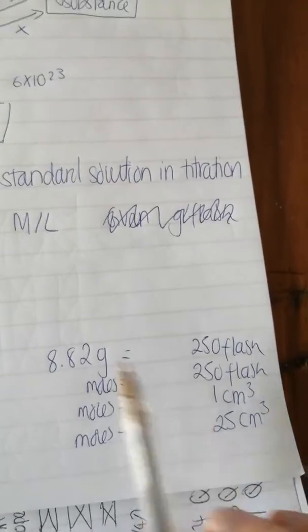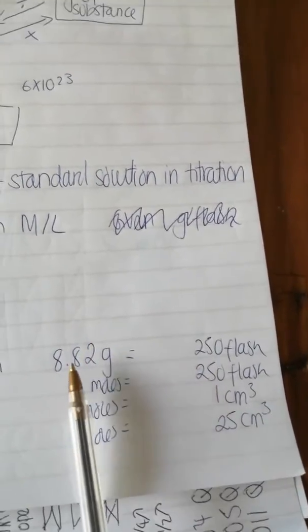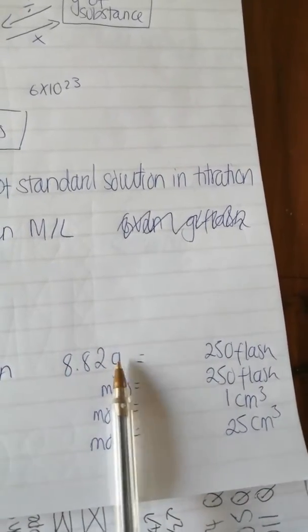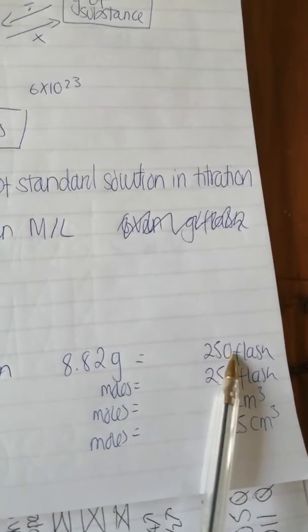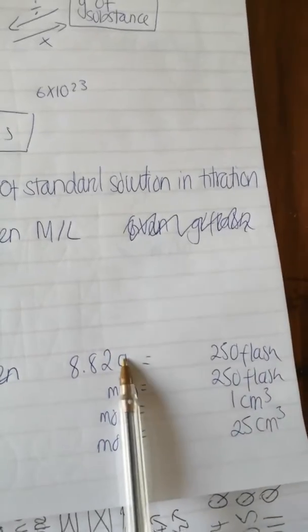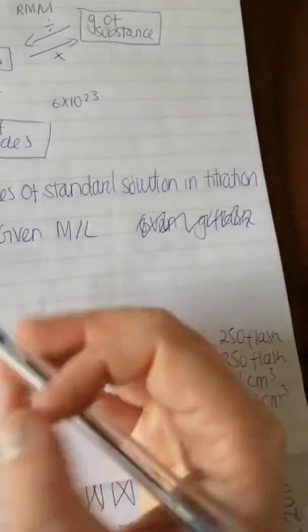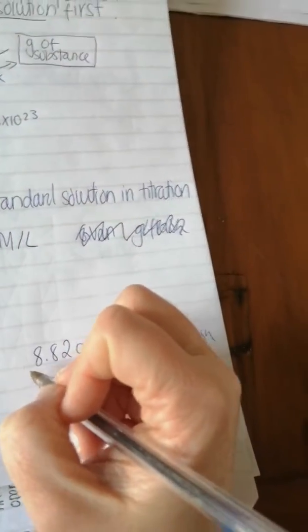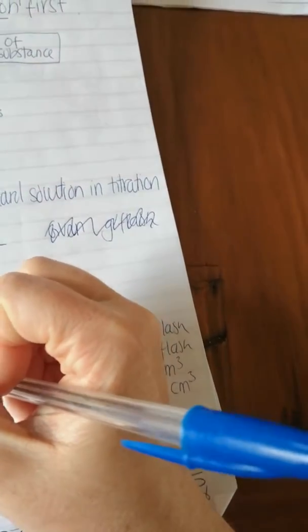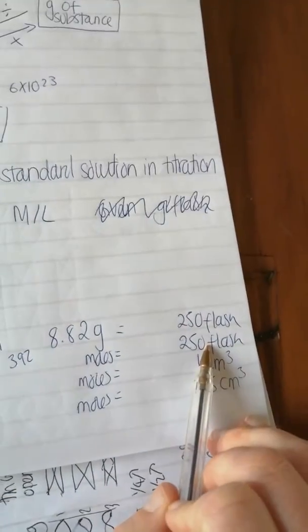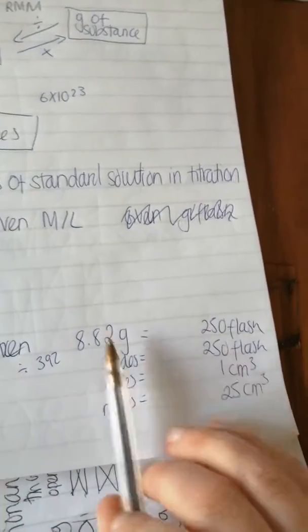Okay, apologies, I've moved over here because there wasn't enough room on the page. So I've 8.82 grams in the 250 centimetres cubed flask. To change from grams to moles, I'm dividing by the relative molecular mass. So I'm going to divide this by 392. This will tell me the moles in the 250 centimetre cubed flask.